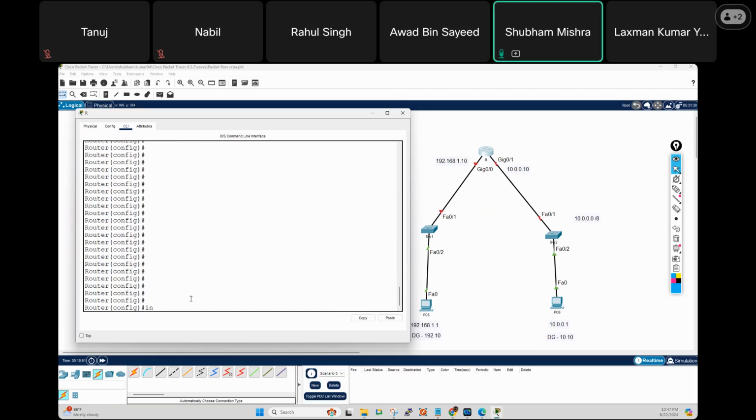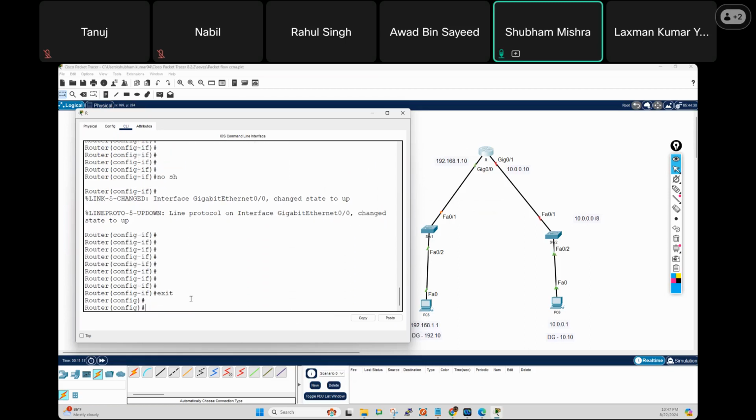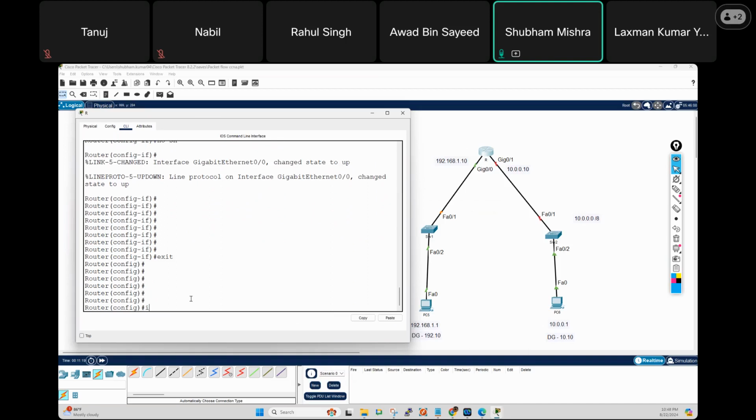Now, interface gig 0/0. IP address. What is the IP address? 192.168.1.10. Subnet mask 255.255.255.0. And by default, all the interfaces of a router are in shutdown state. So you have to write no shutdown. You understand now, everyone? Yes or no? Yes, sir. Yes, sir.